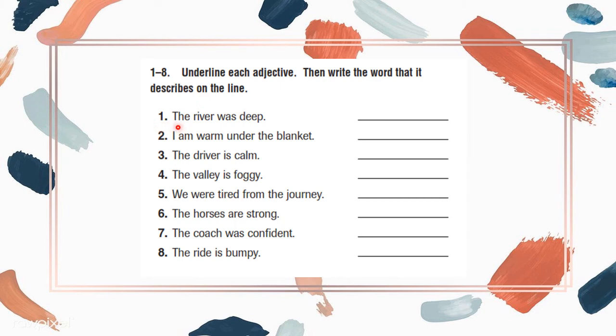Number 1, the river was deep. So you have the noun river, the be verb in the past tense, which is was, and the adjective, which is deep. Sometimes an adjective can act as an independent predicate. So you have deep, the adjective, you have to underline that, and you have to write down the noun that the adjective is describing. In our case, it's river. So please do the same for items 2 until 10.